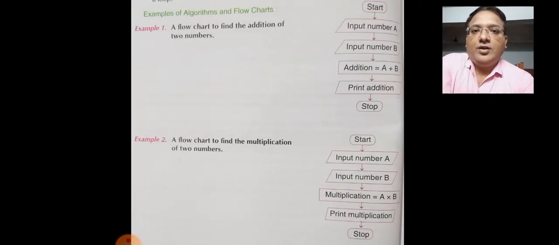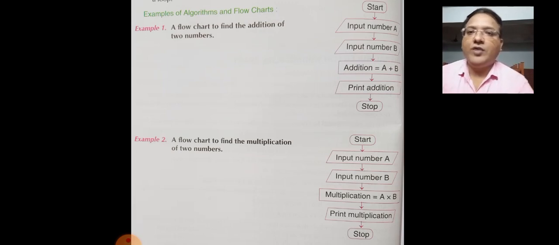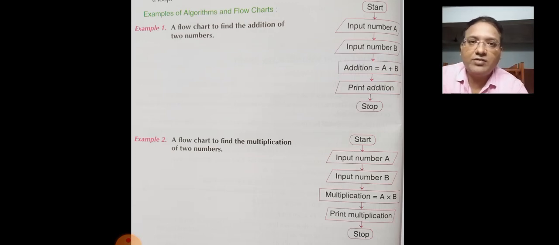Now we are going to discuss some examples of flowcharts. Suppose we want to make a flowchart for the addition of two numbers. So the flowchart would be like this: a flowchart to find the addition of two numbers. So first we have start.